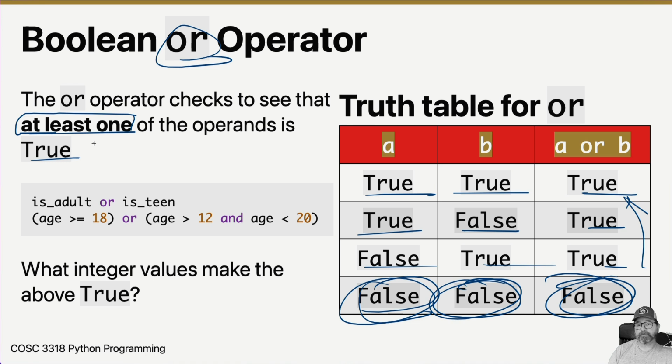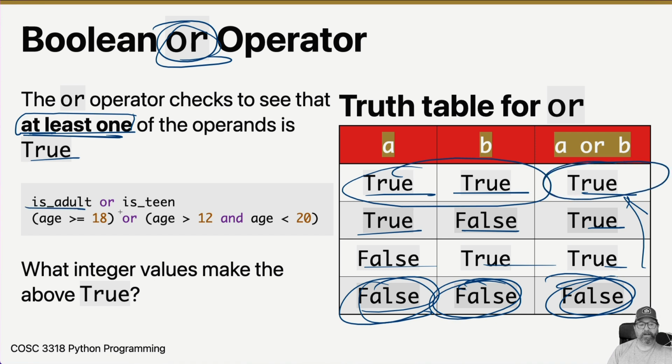Now this is kind of different than the way that we use the word or in English. Sometimes in English, we use it to mean mutually exclusive or, like your pet is a dog or a cat. It can't be both a dog and a cat unless it's Cat Dog from Nickelodeon. But normally when we use the or operator in English, we mean it's a choice between one or the other. In Python, when we use the or operator, we mean at least one of them is true. So if they're both true, or is still true.